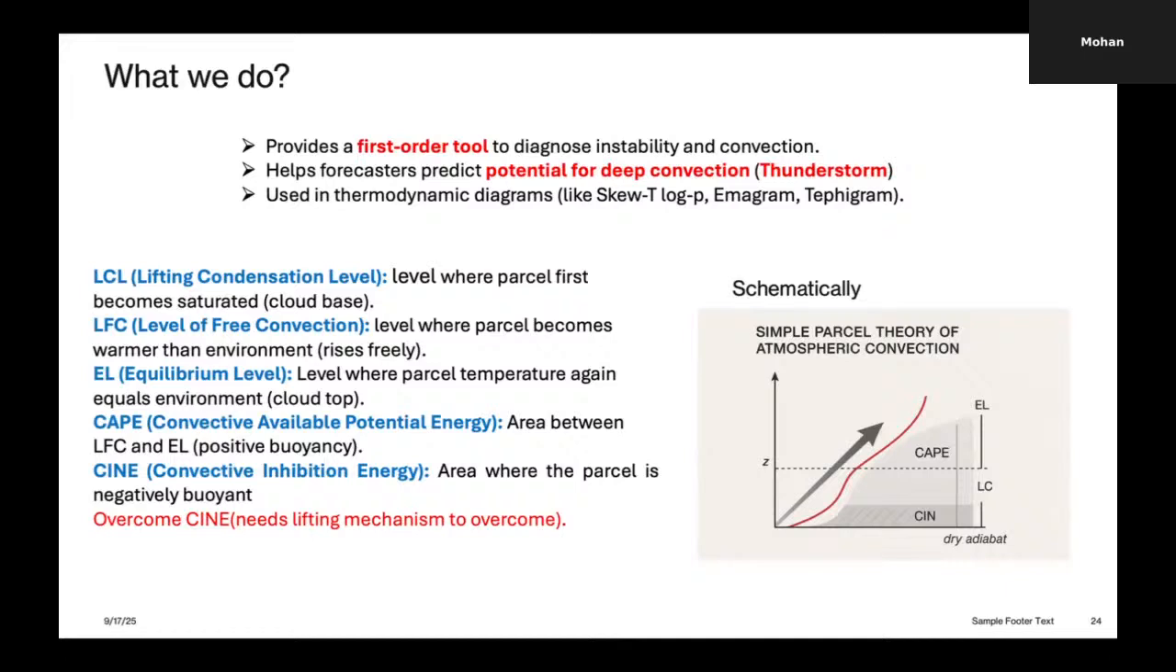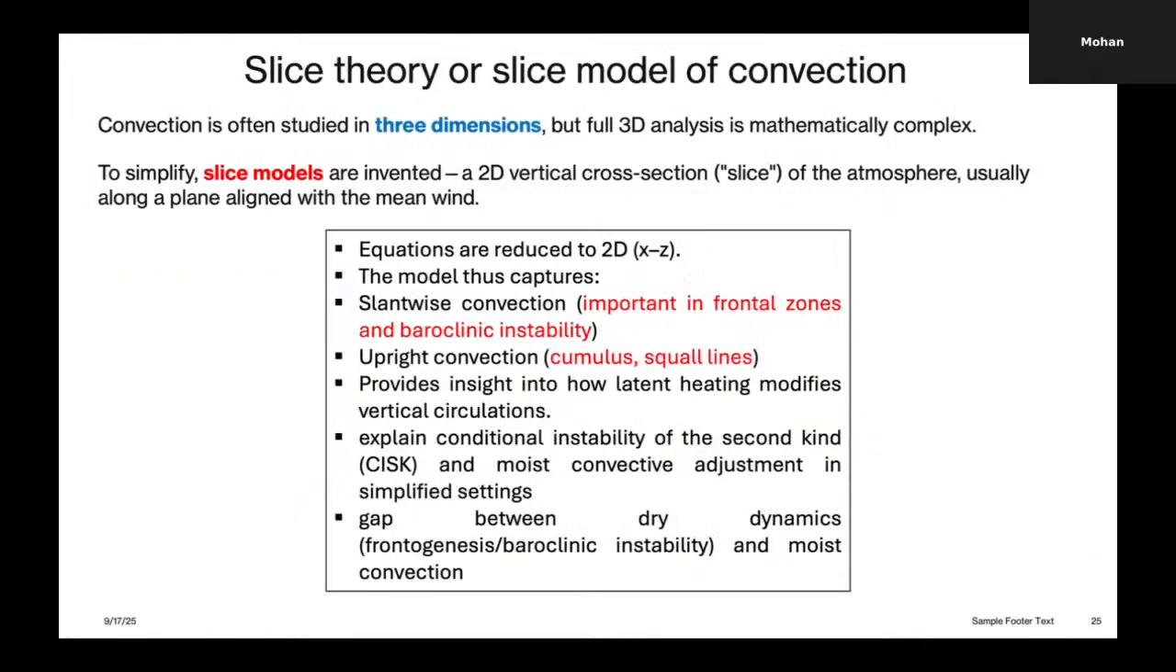Again, when you have a strong inhibition energy, you need some lifting mechanism. If thermodynamics is not favorable and a lot of stability conditions are there, then you need some forcing mechanism to overcome this CIN. The other, more advanced theory is the slice theory, or you can call it the slice model of convection. The atmosphere is three-dimensional. To make our life a little easier, they sliced the atmosphere into a 2D cross section, a slice in the XZ plane.